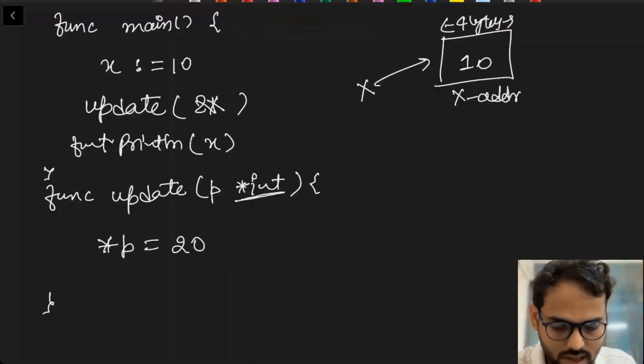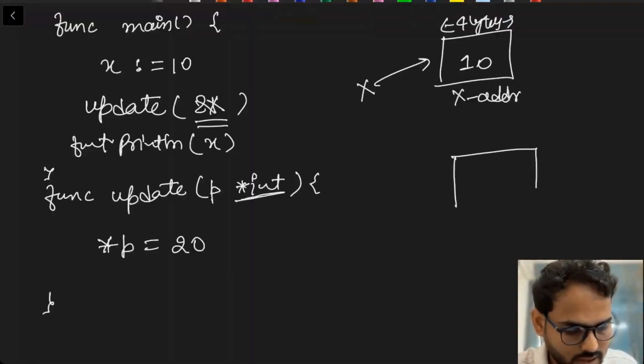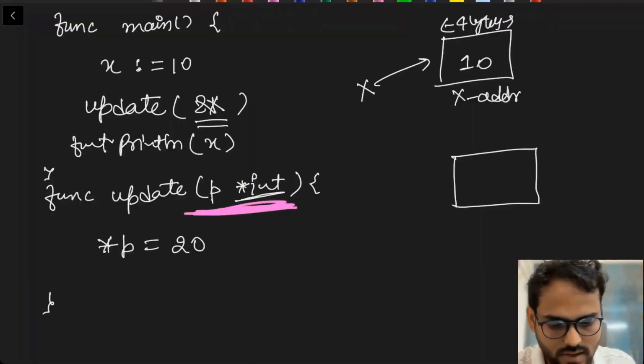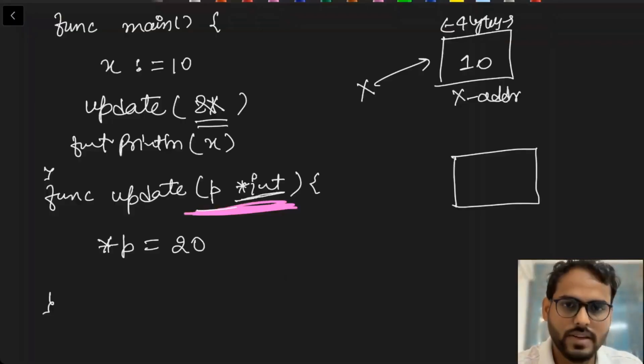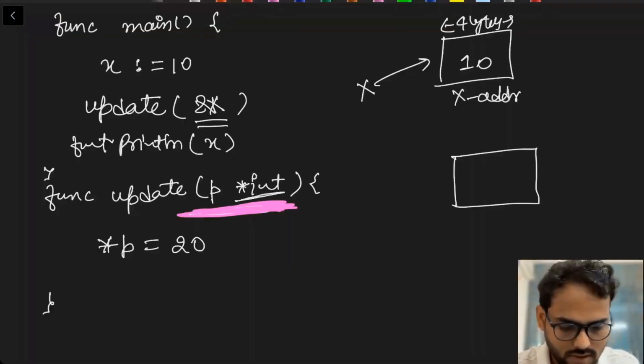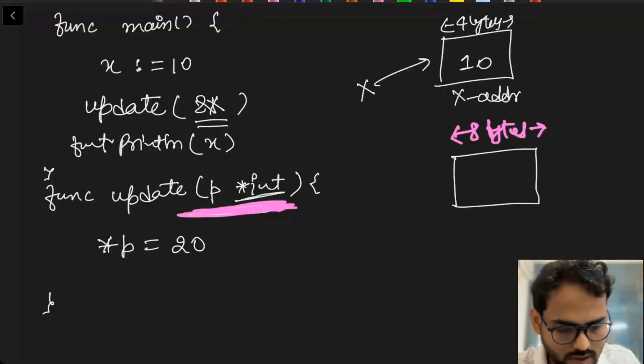And when we call update ampersand x, a new variable will be created. And what is the type of the variable? This is an integer pointer. It means it contains a memory address which holds an integer type value. And as we have seen, this memory address is of 8 bytes, so again 8 bytes will be reserved. And what will be the value stored in this? The value stored will be the address of x.